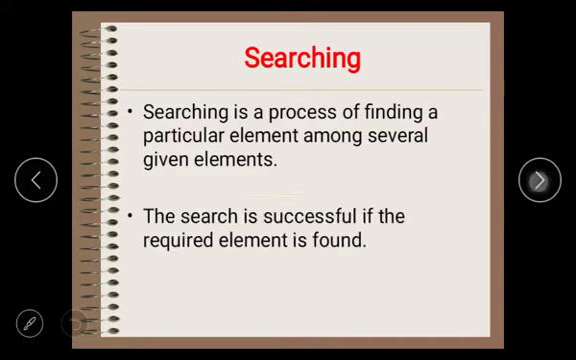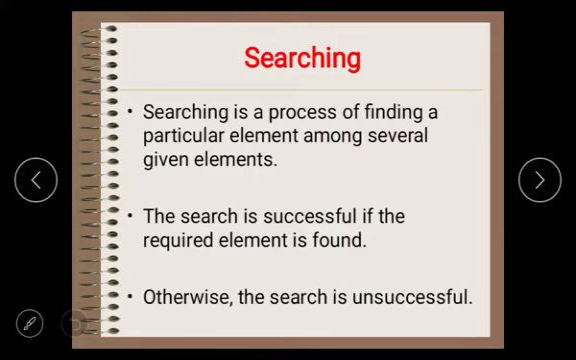If the element is present in the list, then the process is called successful, and the process returns the location of that element. What is the location here? Location is nothing but the index position of a particular element. So if the process is successful, it will return the index position of that particular element as a result. Otherwise, the search is called unsuccessful.